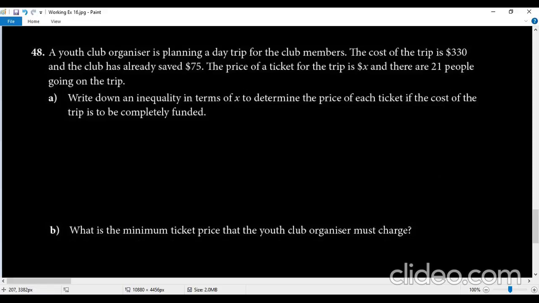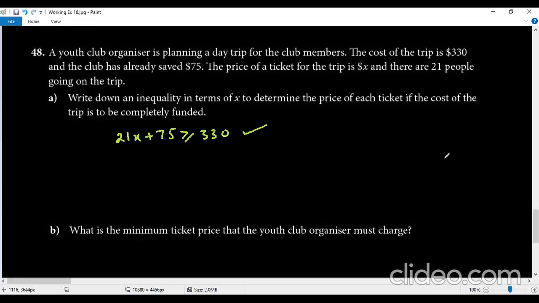The price of a ticket for the trip is X, and there are 21 people going on the trip. Write down an inequality in terms of X to determine the price of each ticket if the cost of the trip is to be completely funded. In that case, there are 21 candidates, so 21 multiplied by X, plus 75 already saved, and this has to be not less than 330. So this is going to be your inequality for this part of the question.